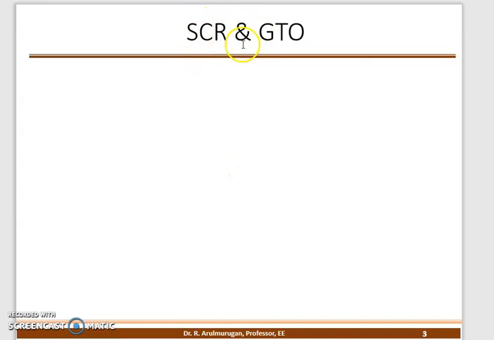What is the difference between the SCR and the GTO? First, symbol-wise, I will draw the diode, and then the SCR. The symbol with a gate is called an SCR. If there is no gate, then it is only a diode.